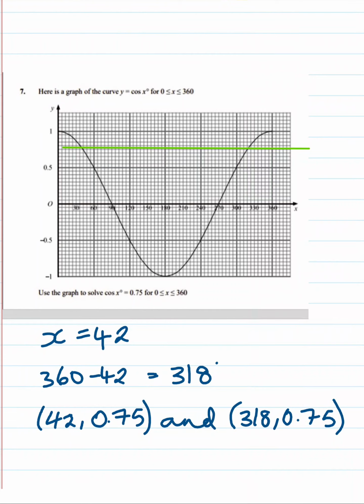The key takeaway from these two questions is to watch out for amplitude changes, horizontal stretches or compressions, and remember symmetry to find matching angles, as sometimes you're not given the full graph in the question.